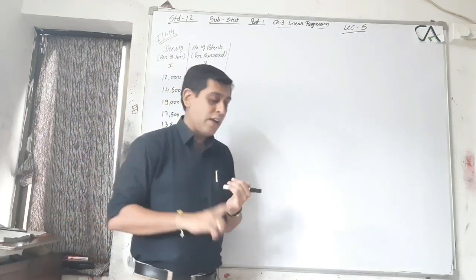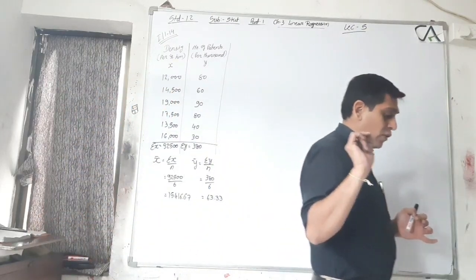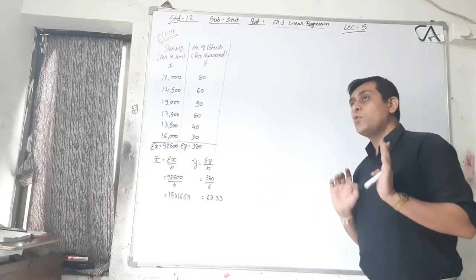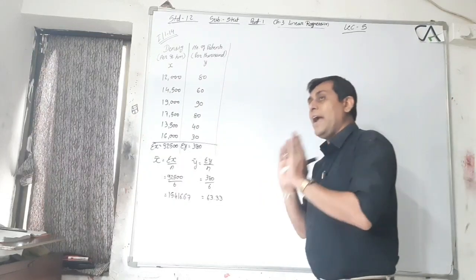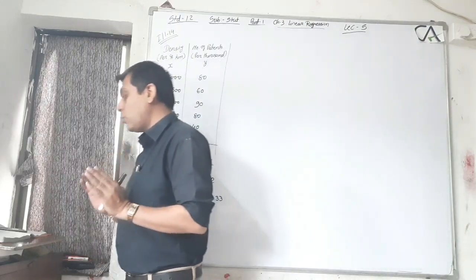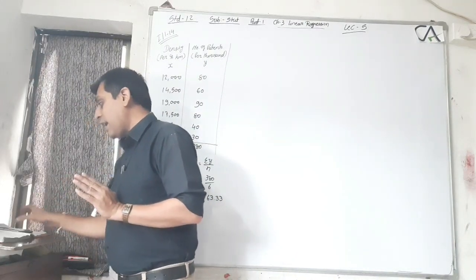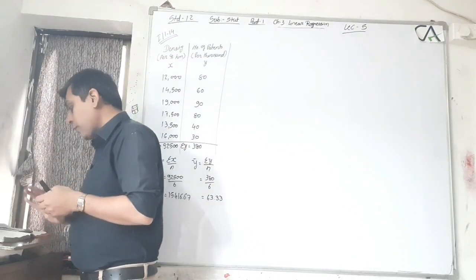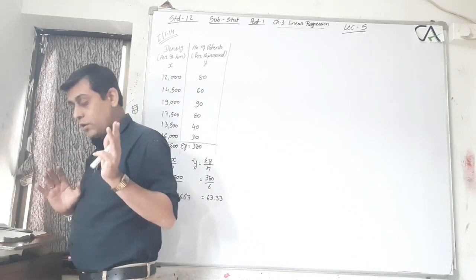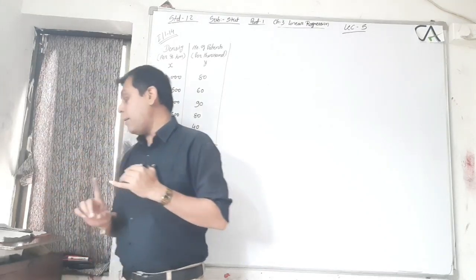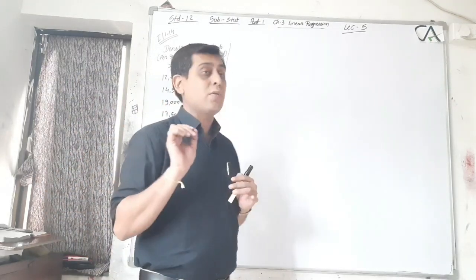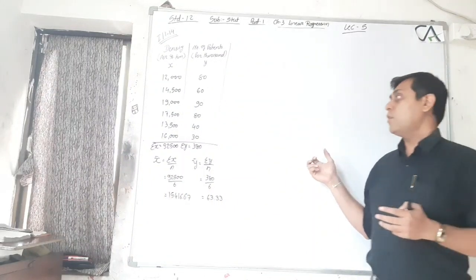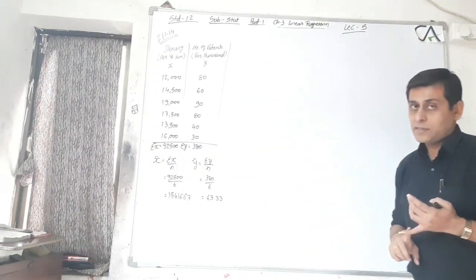That means when you find y cap is equal to a plus bx, that is the regression model, then you have to put the value of x is equal to 15,000 and find the estimated value of y. Okay, and then the third question is to estimate the reliability of this regression model. That is our main question which we discussed in the last sum.